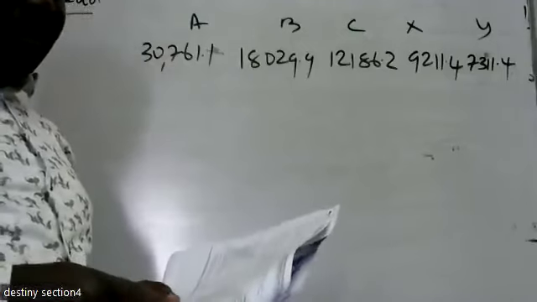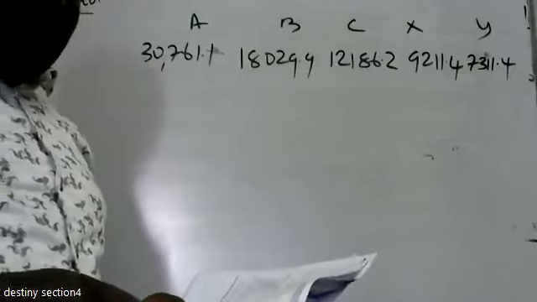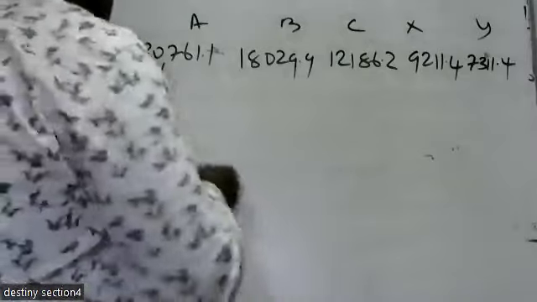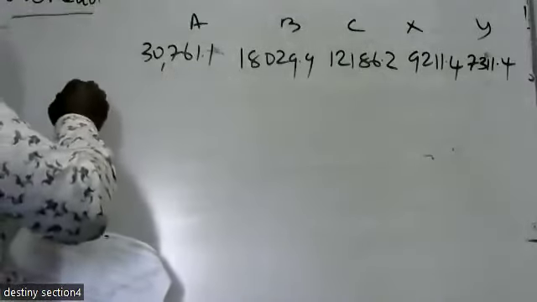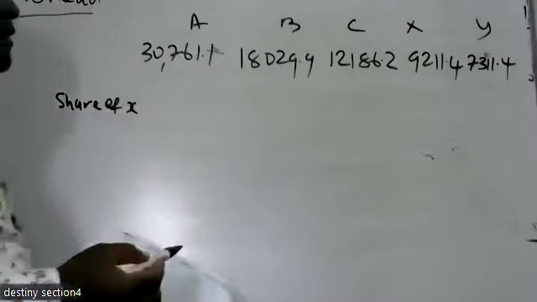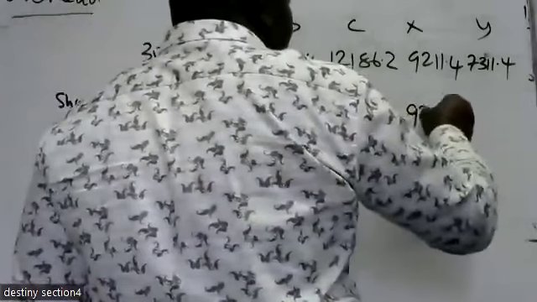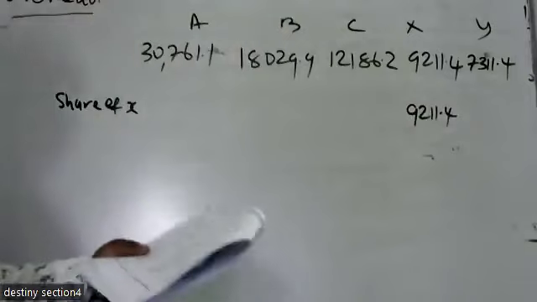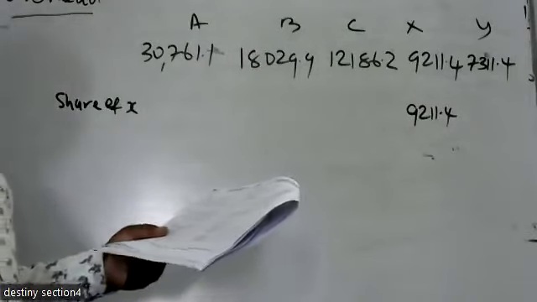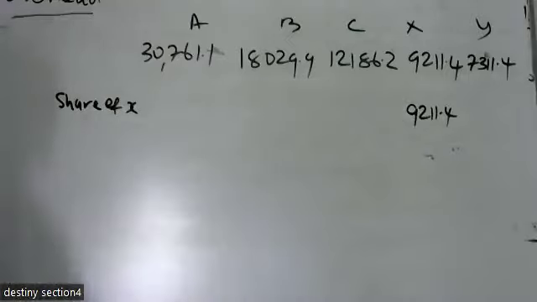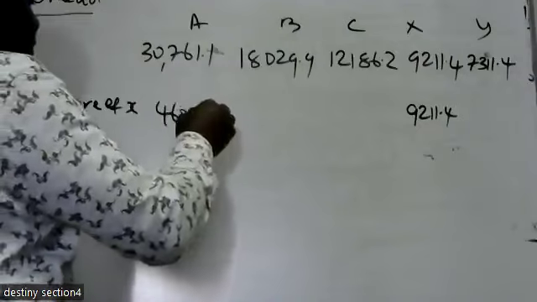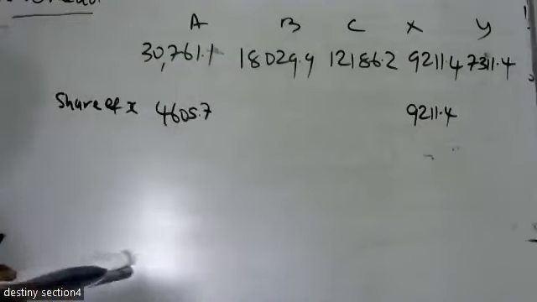You see the service department X cost is apportioned 50%, 25%, and 25%. So we start with the share of X. Under the overheads, right there, we are distributing the 92,144. That's our continuation downwards. Get 50% of this figure, we give it to N. That gives 46,057.